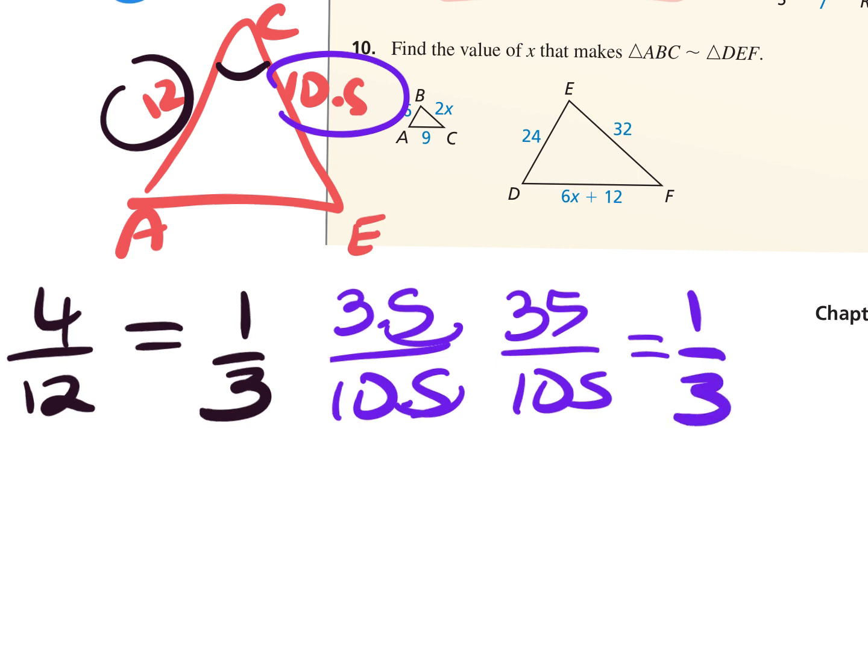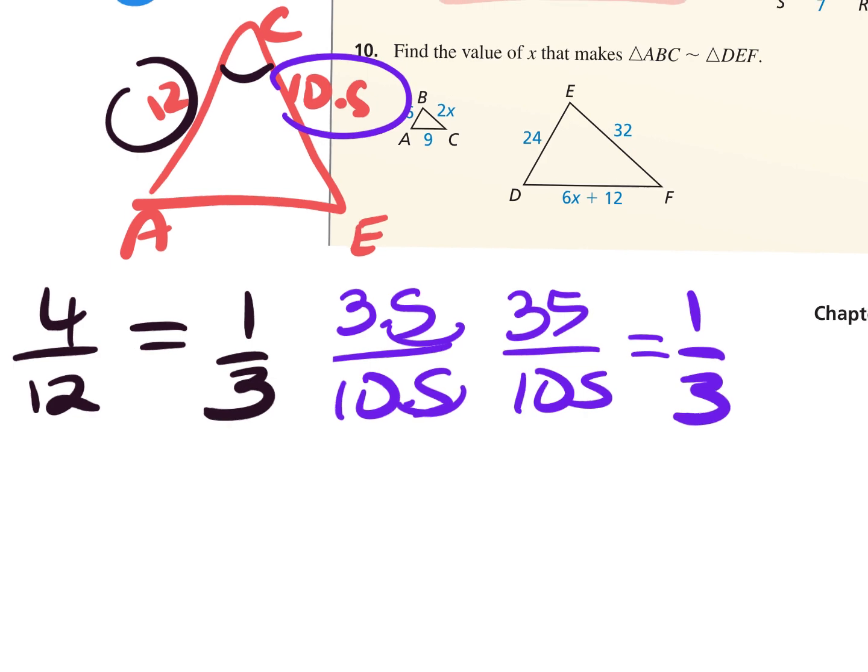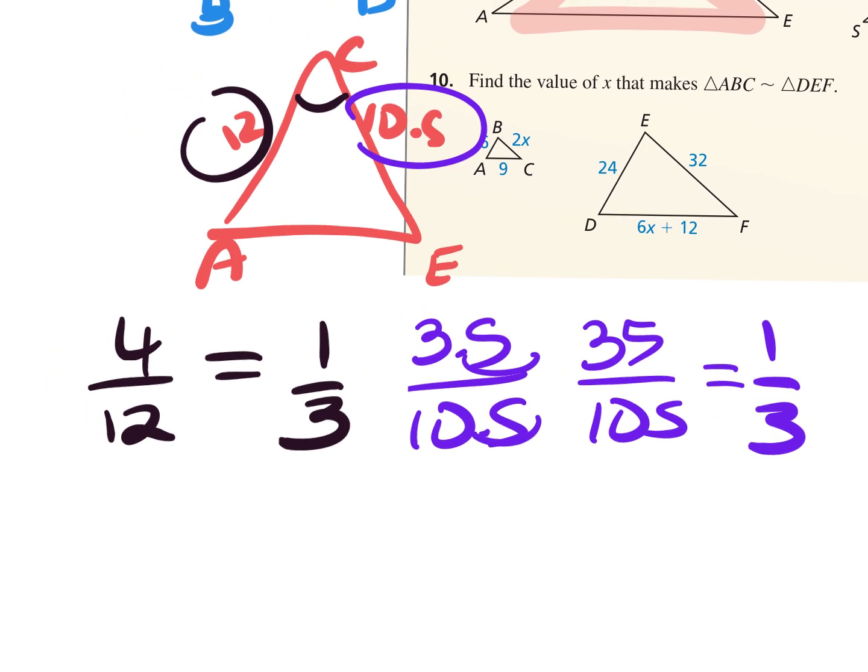So because my sides are proportional, and because I have the congruent included angle, I can say, yes, these two triangles are similar by side angle side, and my similarity statement could be triangle CBD is similar to triangle CAE. Again, the order doesn't matter. Just make sure everything matches appropriately.